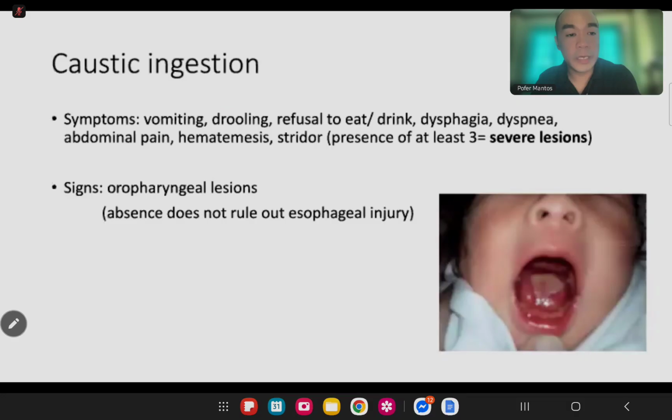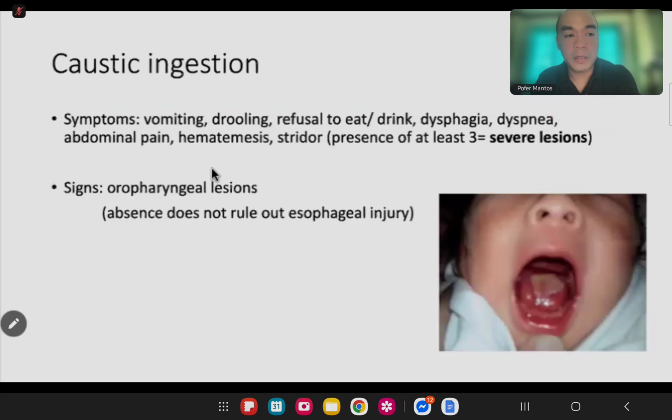So symptoms of caustic ingestion: vomiting, drooling, refusal to eat or drink, dysphagia, dyspnea, abdominal pain, hematemesis. The presence of three of these symptoms would suggest a severe lesion.